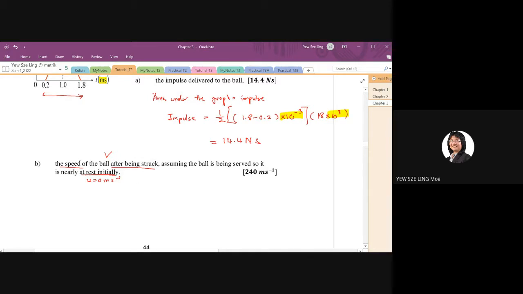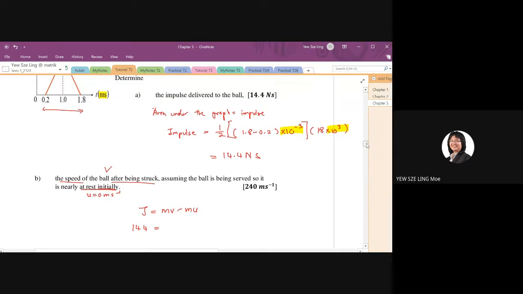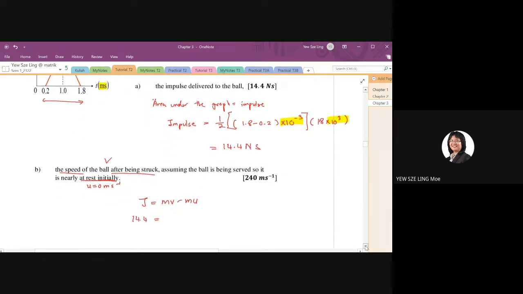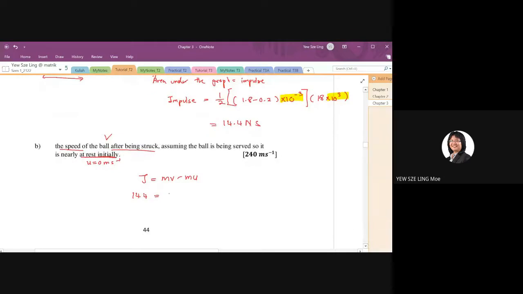So now you want to calculate v, and based on question 1, we have impulse. So J equals mv minus mu. Again, our impulse-momentum theorem. So impulse we have 14.4, and it is equal to m. m given is 60 gram, remember to change into kg. So 60 times 10 to the power of negative 3, 60 grams to kg, and then times the velocity.